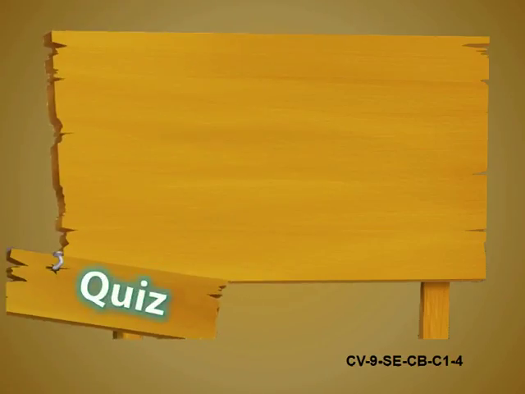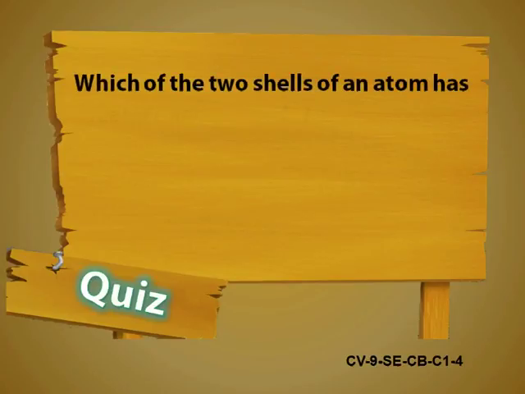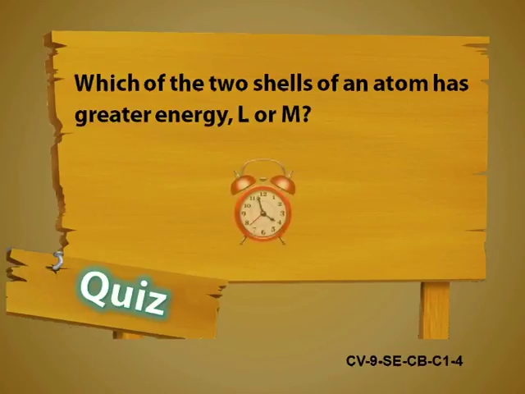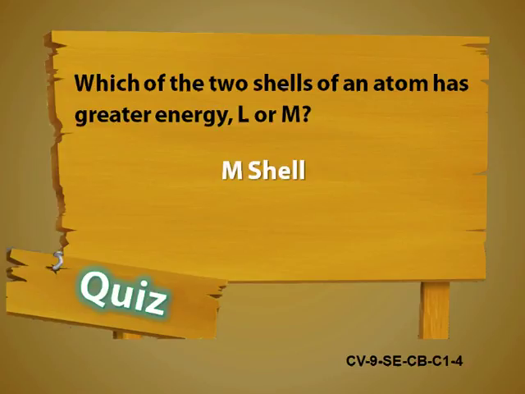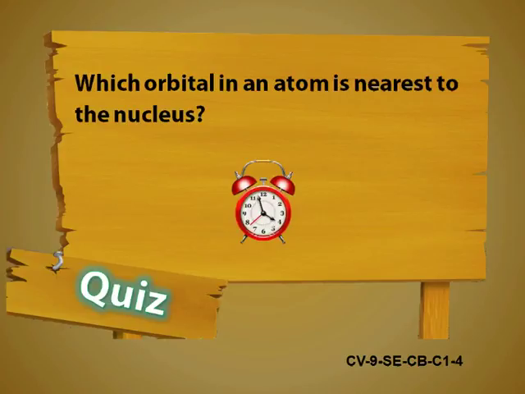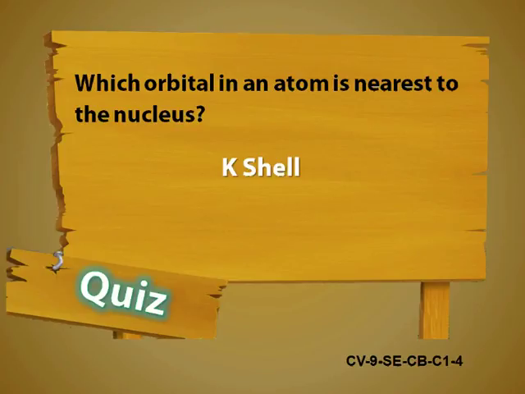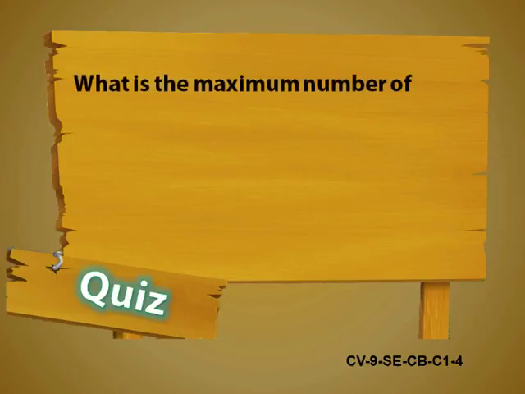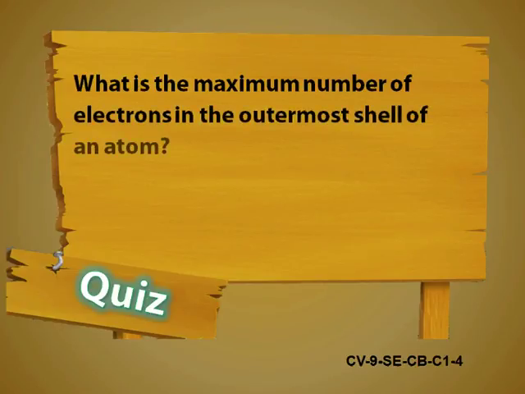Children, here is a quiz for you. Which of the two shells of an atom has greater energy, L or M? Answer: M shell. Which orbital in an atom is nearest to the nucleus? Answer: K shell. What is the maximum number of electrons in the outermost shell of an atom? 8 electrons.